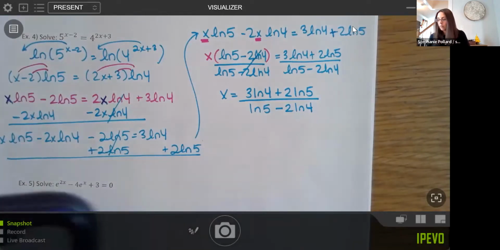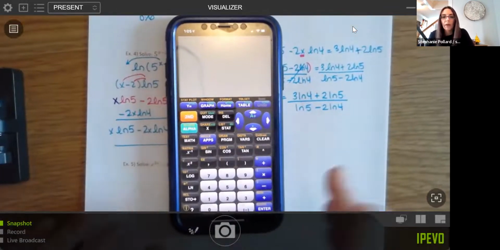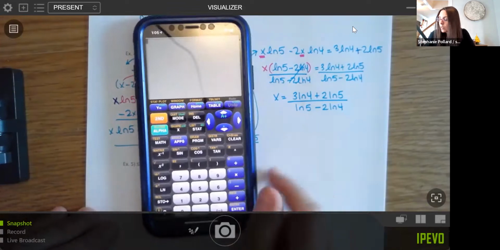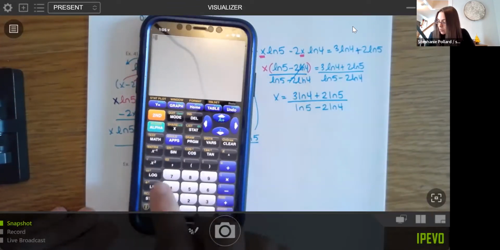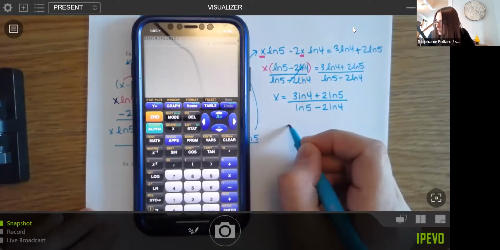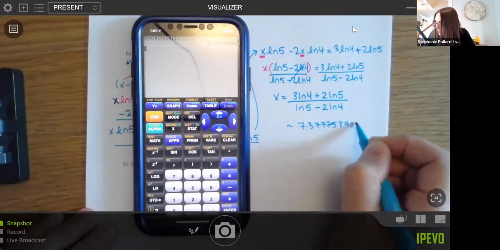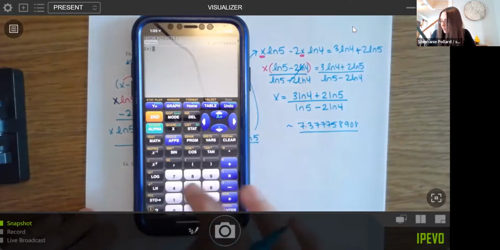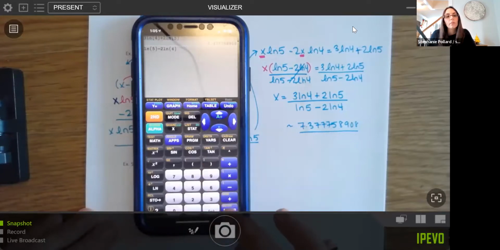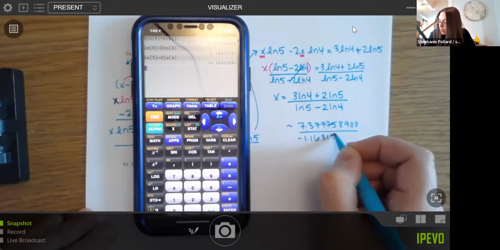You want to be really careful just typing everything in on your calculator. Let me show you that screen a little bit better. So you may want to do it in parts. So here's my numerator. So I would do 3 natural log of 4 plus 2 natural log of 5. So that gives me about, let's see, 7.377758908. In the denominator, I have natural log of 5 minus 2 natural log of 4. Negative 1.1631508.